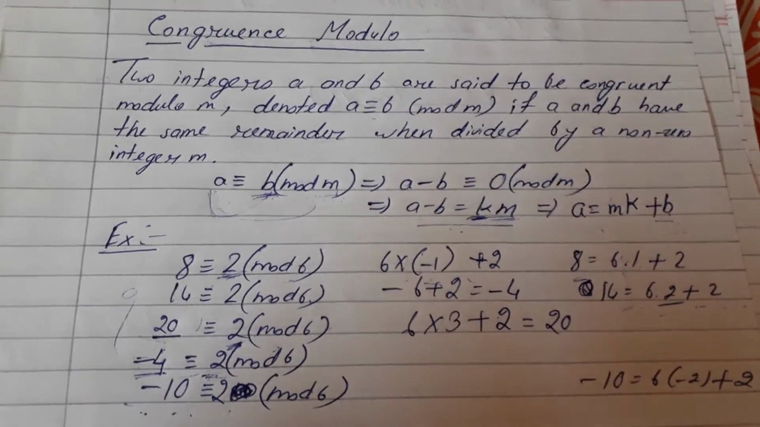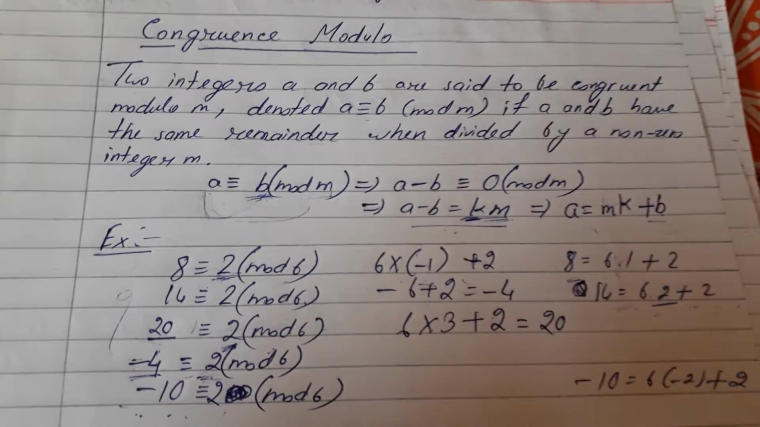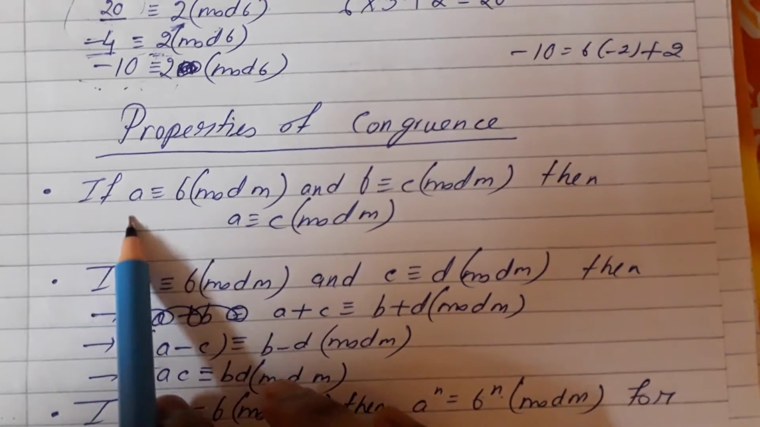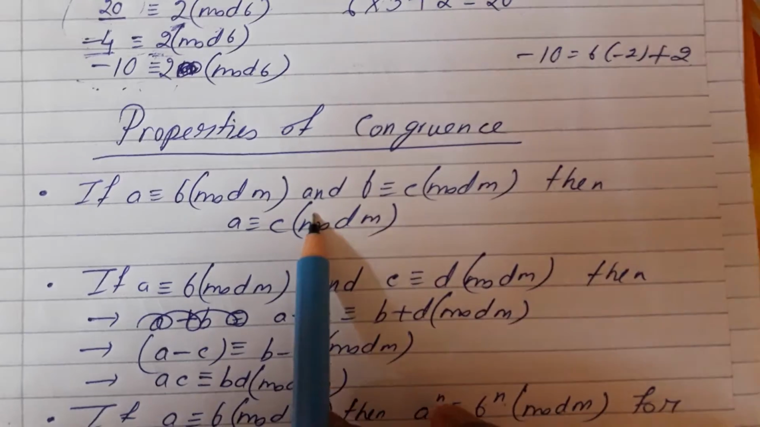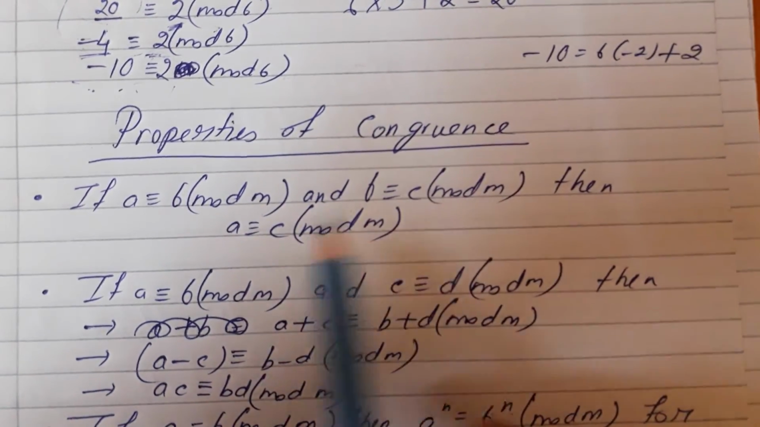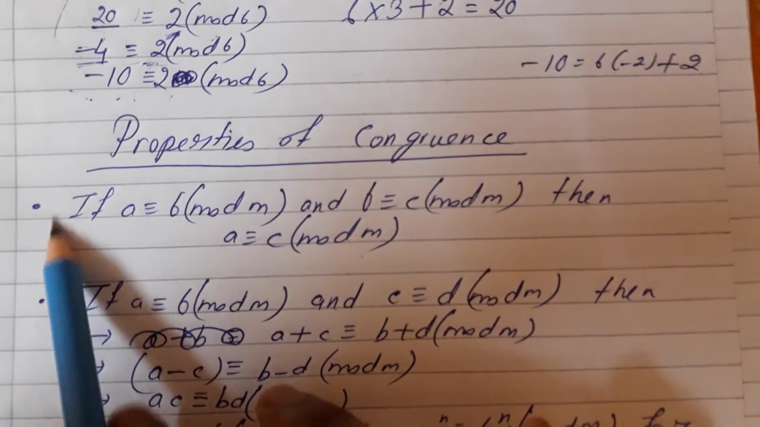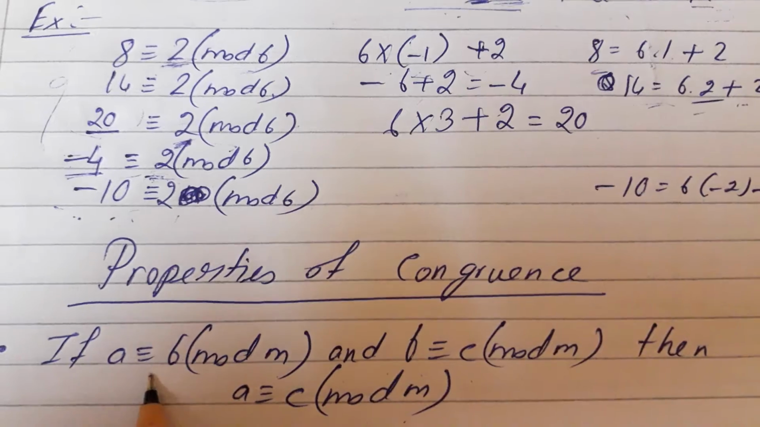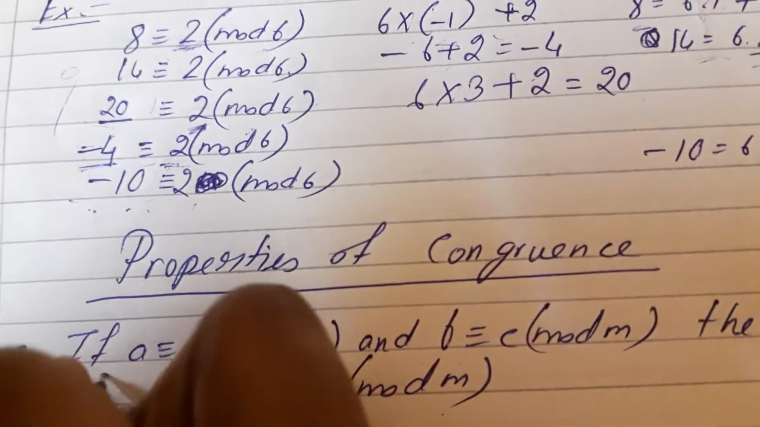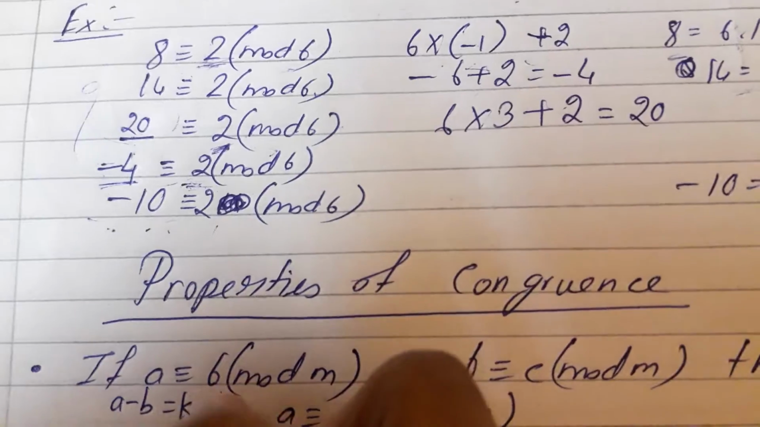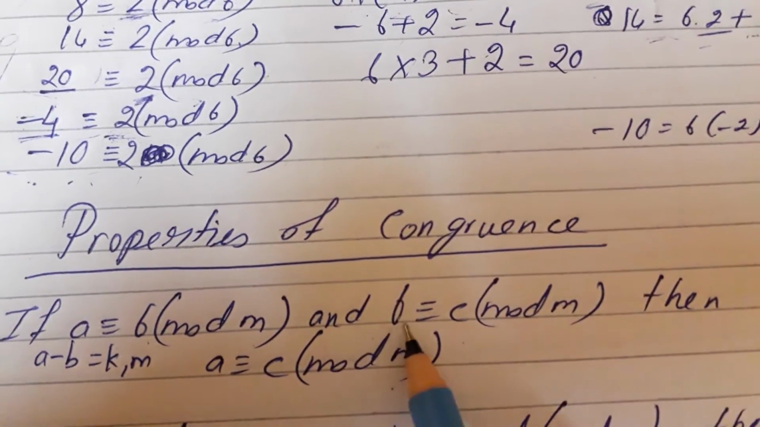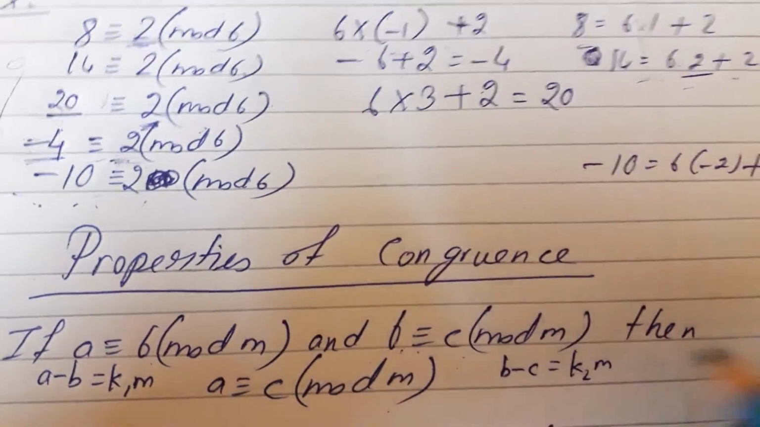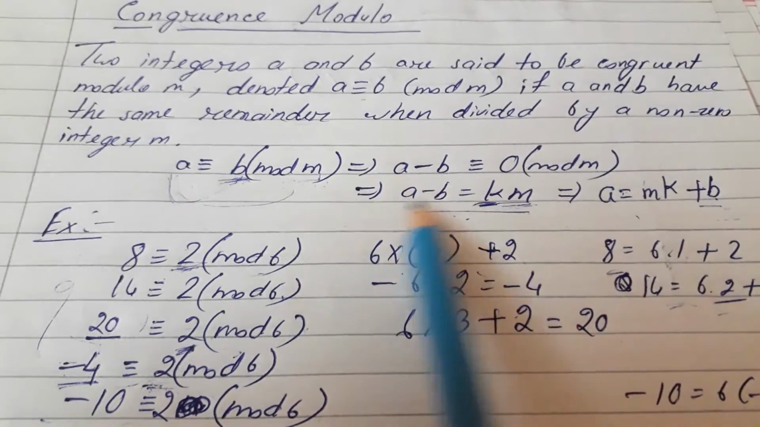Let's deal with the properties of this congruence modulo. Now see, these are the properties of congruence modulo. If A congruent B mod M and B congruent C mod M, then A congruent C mod M. This is the first property that you should remember. Now see here, A congruent B mod M means what? A minus B equals K1 M. And B congruent C mod M means what? B minus C equals K2 M. We have learned it in this way: A minus B equals K M.